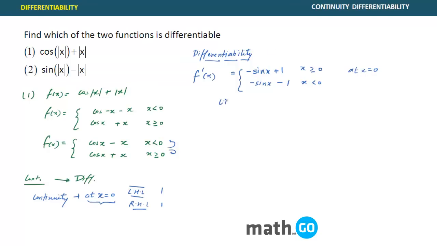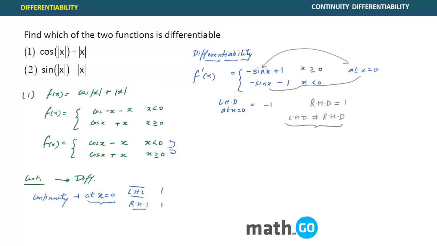So if you wanted to find LHD at x equal to 0, you just simply substitute the value of x in this particular expression here. So what will this value come out to be? This will be minus 1. And what will be the value of RHD then? Just replace the value here. This will become 1. Since LHD is not equal to RHD, that means this is not a differentiable function. As simple as that. No need to go into the lengthy calculations.